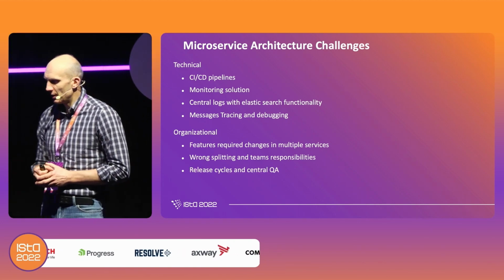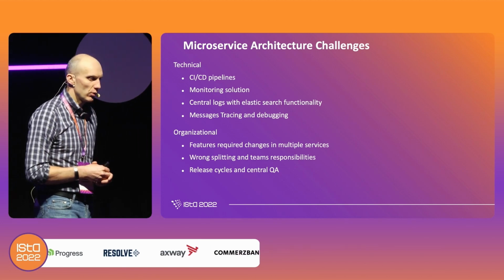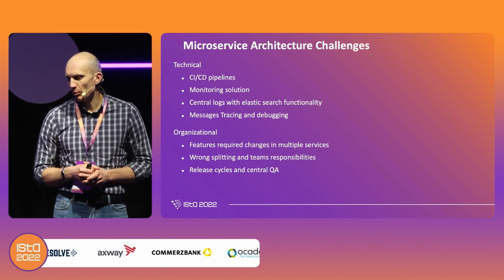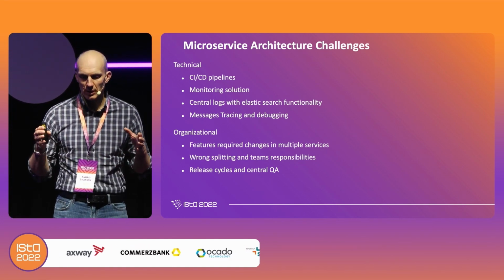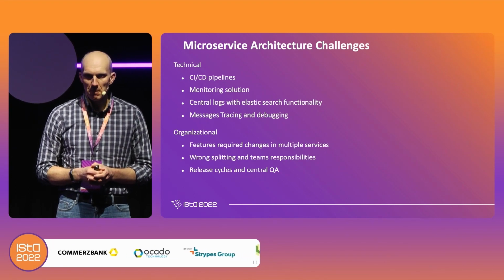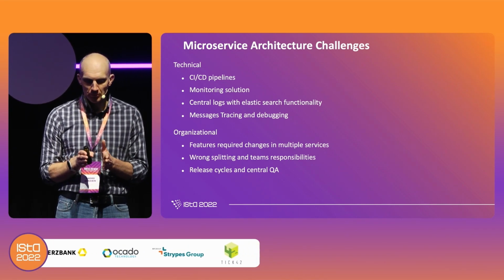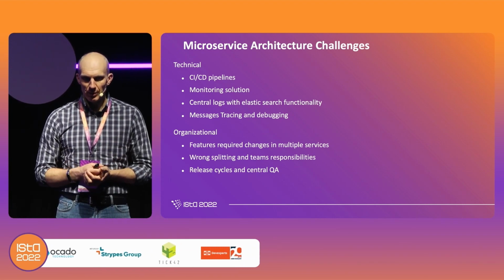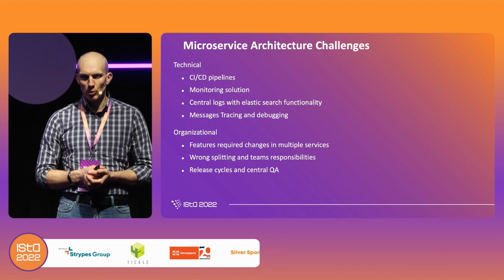Release cycles and central quality assurance also become more difficult because in the monolith world, we have a clean lifecycle scheduler, and after each period of time, or after each phase, QA validates the system, verifies, and says, yes, we can go to production.